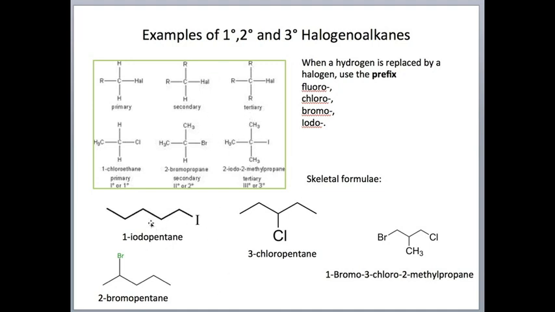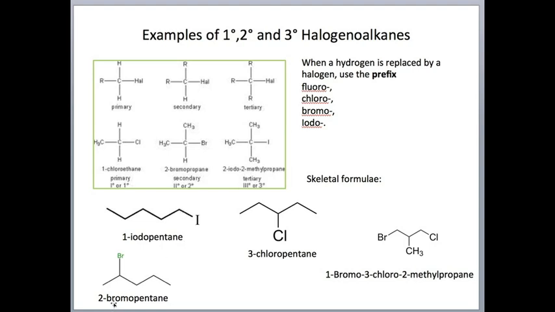Here are some examples of skeletal drawings of halogenoalkanes. For example, here we have 1-iodopentane. So in order to name this, we first count the long chain of carbons. We have 1, 2, 3, 4, 5 carbons here, and the iodine is attached onto the first carbon.